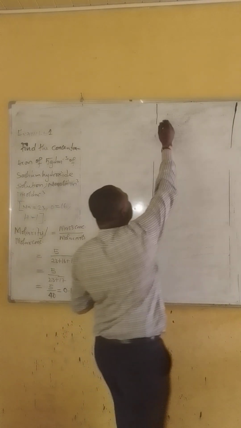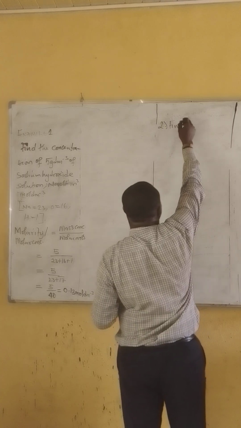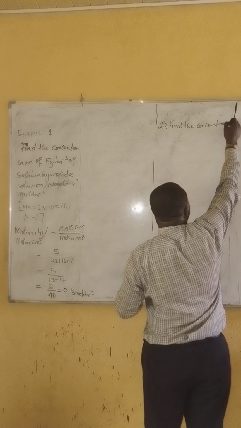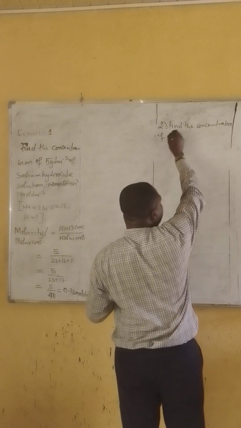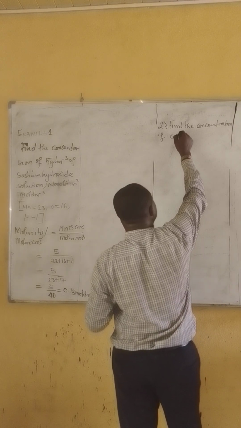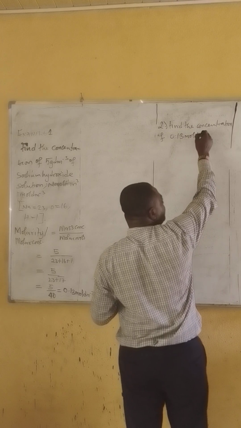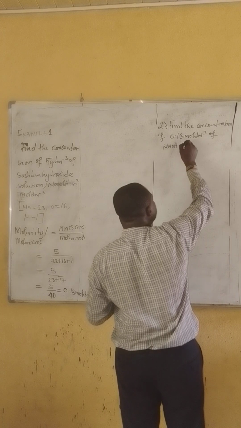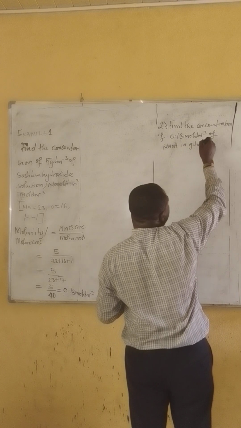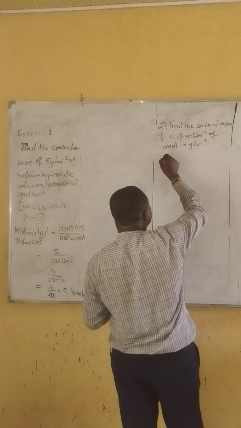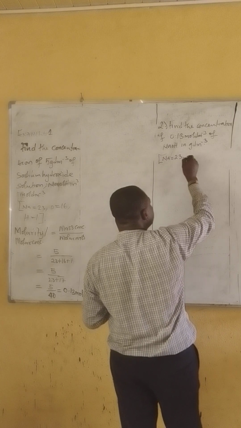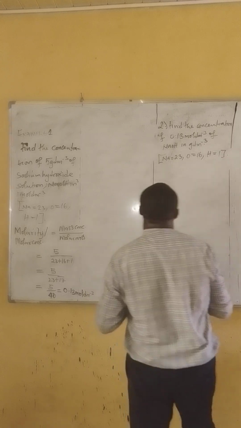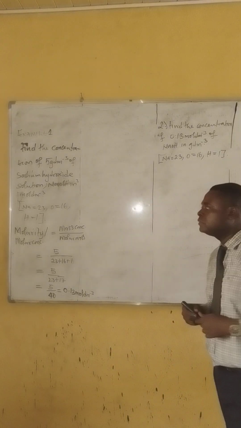In example 2, what if they say find the concentration of 0.13 mole per dm³ of NaOH in grams per dm³. And they also give us Na equals 23, O equals 16, H equals 1. We want to get this answer back. So what are we going to do?